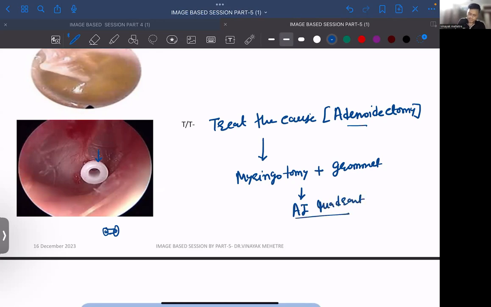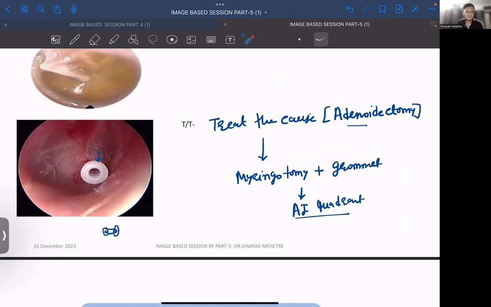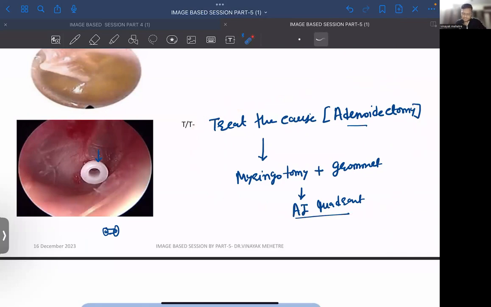Now, if they give you both as separate options, mark this answer. If you are not going to treat the cause, how will glue ear stop? There will be fluid accumulation again and again. So mark this. If it is coming together, that is the best answer. But if it comes separately, then which one? It has already come. Okay, it has come.